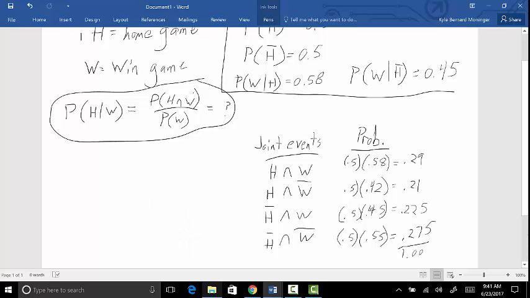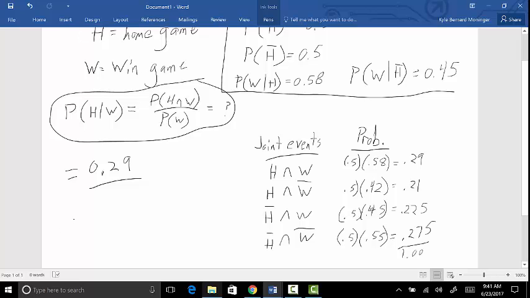I'm going to start with my numerator because it's the easier one. I need the probability of H and W. So the probability of a home game and winning. Find this on my joint events probability, right here, 0.29. For my denominator, the probability that they win.